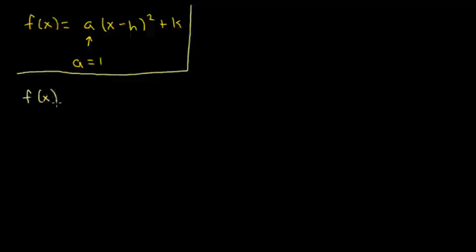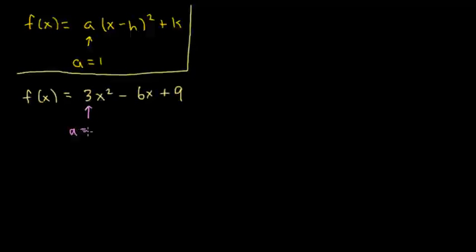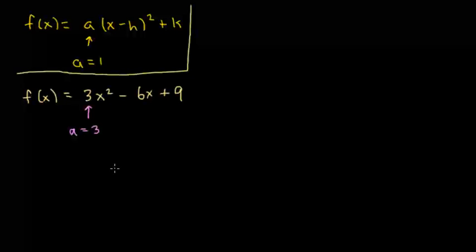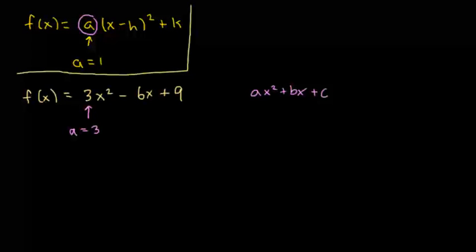So let's convert the function f of x equals 3x squared minus 6x plus 9 into vertex form. So the first thing I want you to notice is that a now equals 3. All right, this is our ax squared plus bx plus c, and this a here, 3, is going to be the same as this a here when we convert to vertex form.